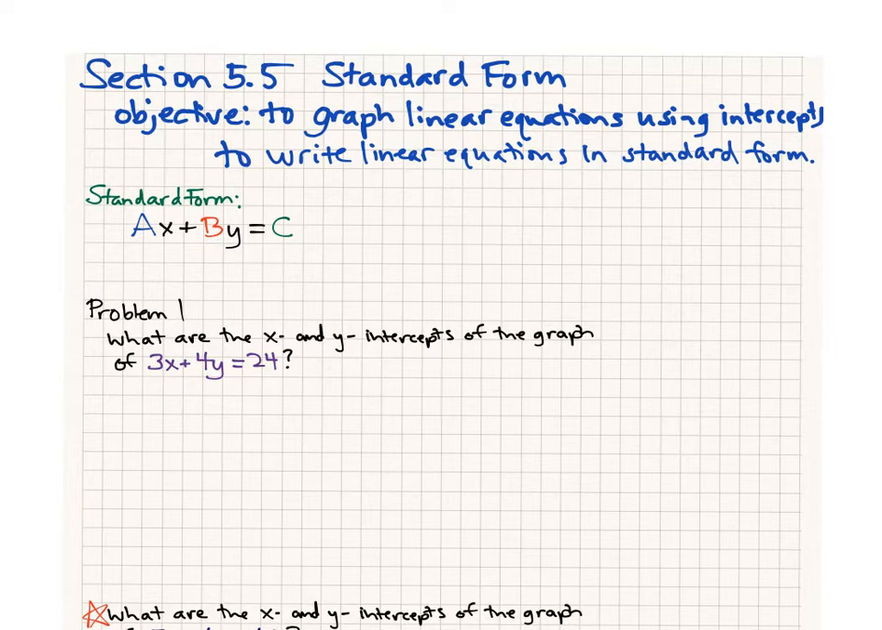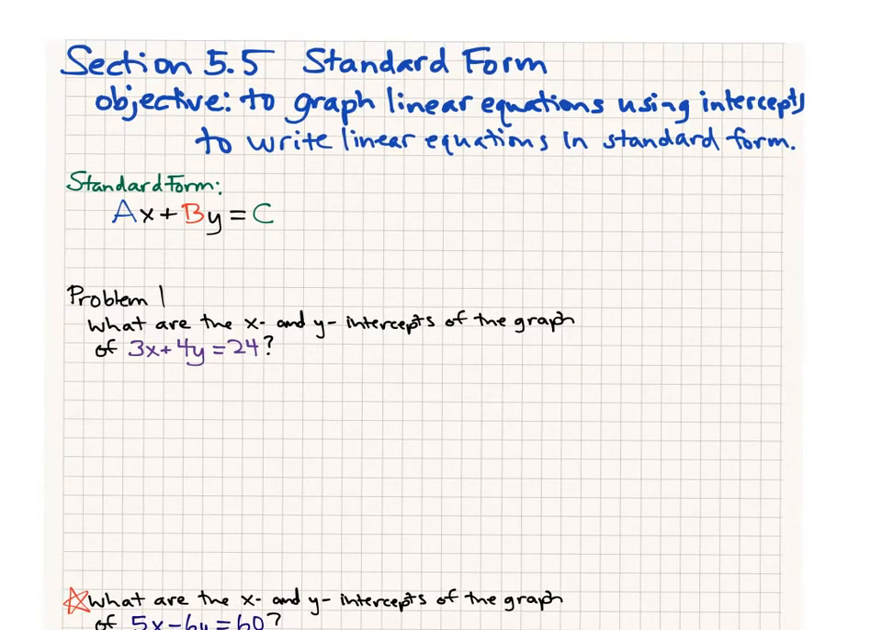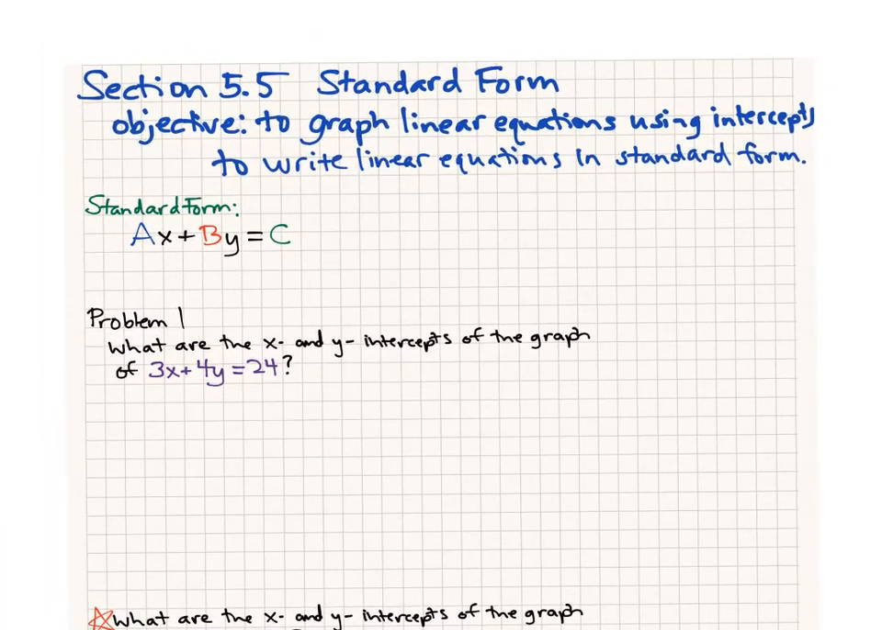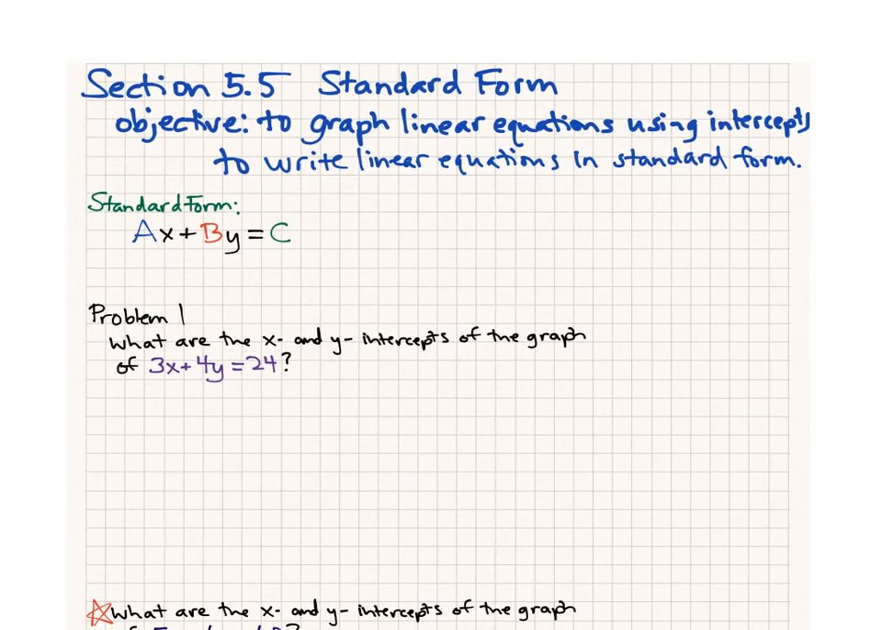So here's standard form. It's just a number times x plus a number times y equals a number. And usually these numbers are integers, so no fractions. Let's look at the first question. What are the x and y intercepts of the graph?